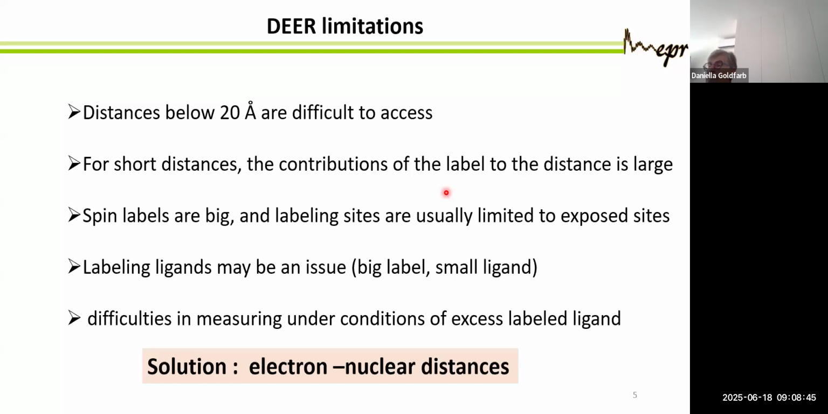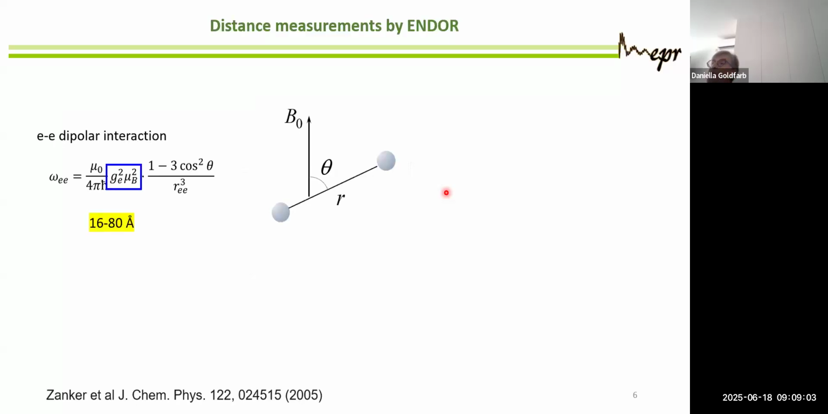And here you can add electron nuclear distance measurement. So these distances, of course, do not come to replace the DEER type experiments, but they are complementary. Yeah, they have their advantage for certain problems. So how do we measure distances by ENDOR?